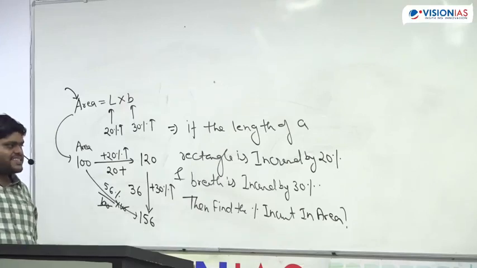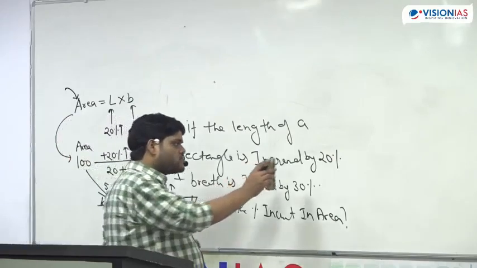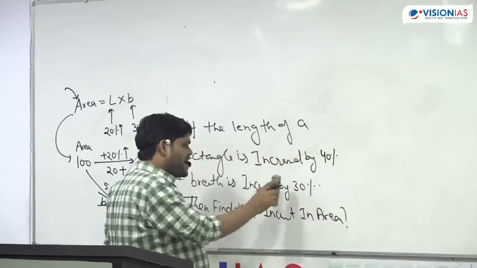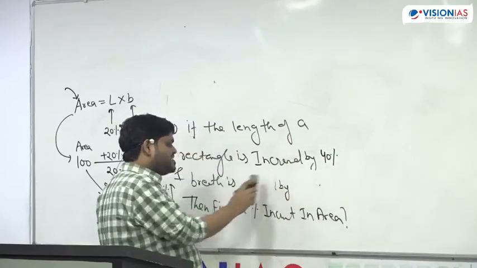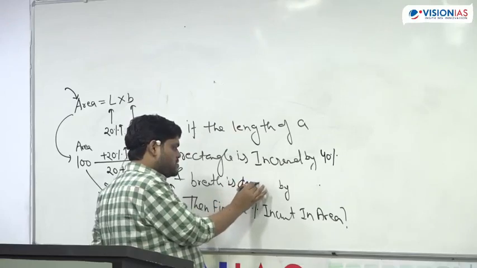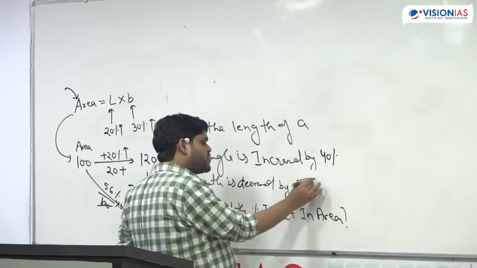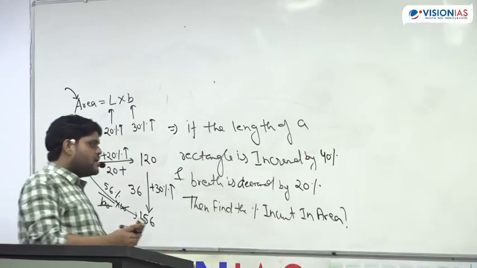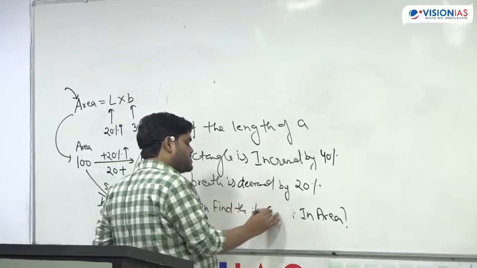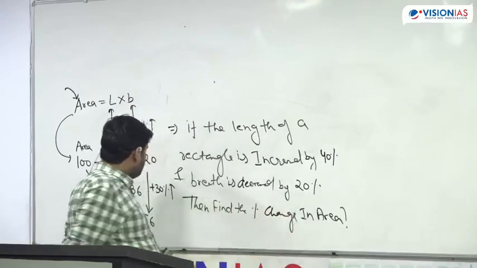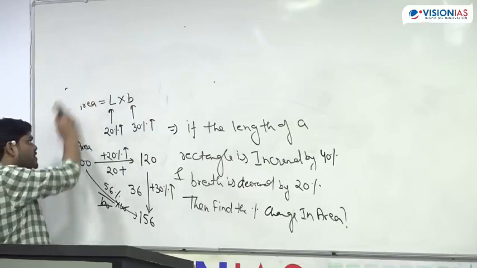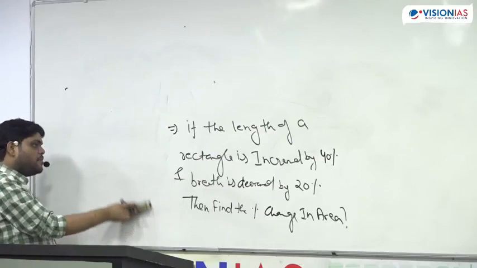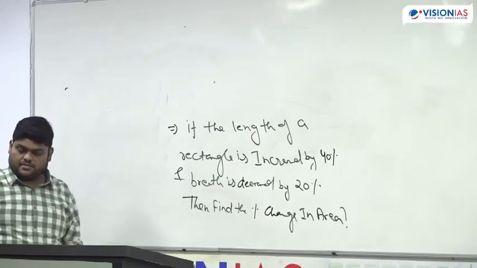Now UPSC has asked one question. The question was, the length is increased by 40% and breadth is decreased by 20%. Find the percent of change in area.